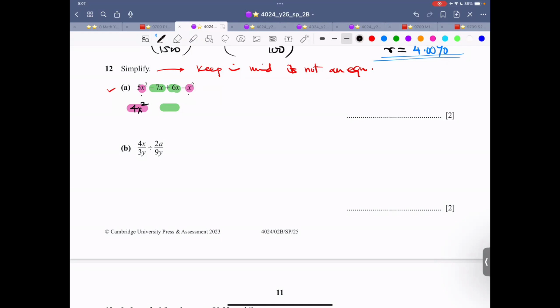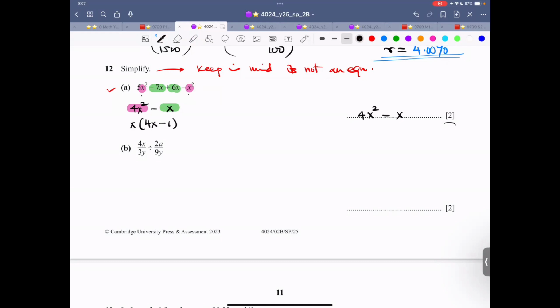Negative 7x plus 6x, that is negative x. And I can write the answer as it is, 4x squared minus x. Now it's giving me 2 marks. I think I should also take common. So yes, go all the way till taking common. So x common, this is 4x and minus 1.